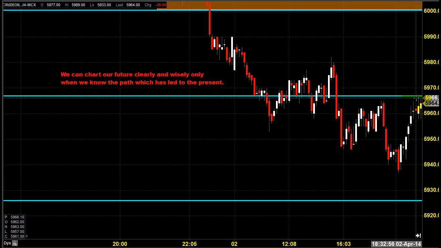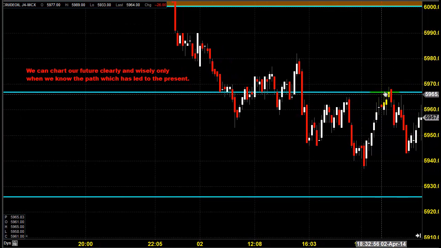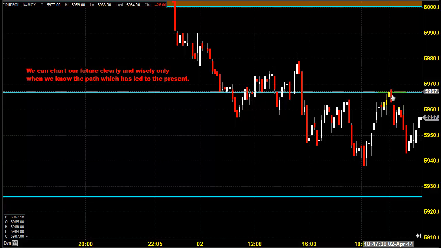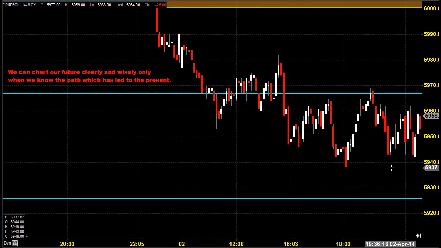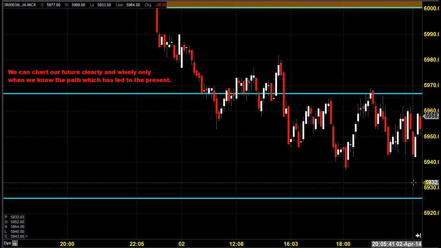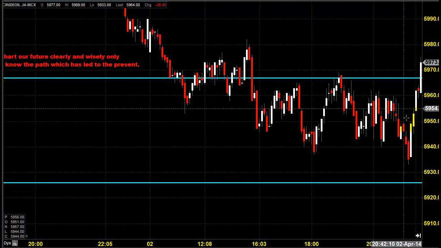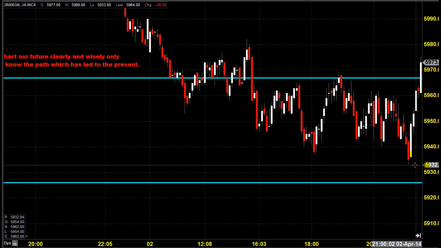Then there was a pullback towards 5960. Again the price found a resistance in this particular area. Then the price fell down. So the price was waiting for the inventory report. This is the exact area where we got the inventory report around 8 o'clock. We couldn't see much difference in the report, so there was a consolidation. So the price came down till 5932.